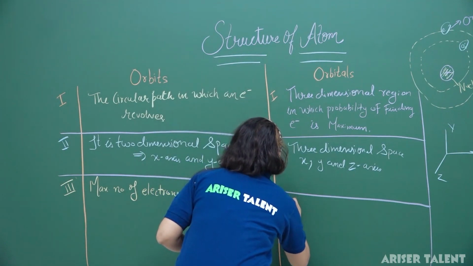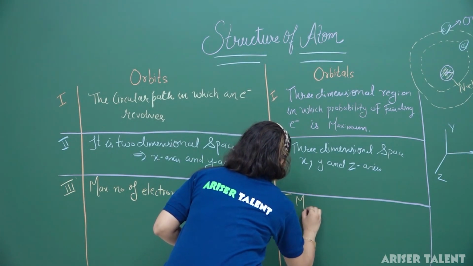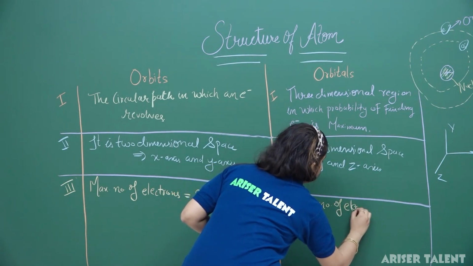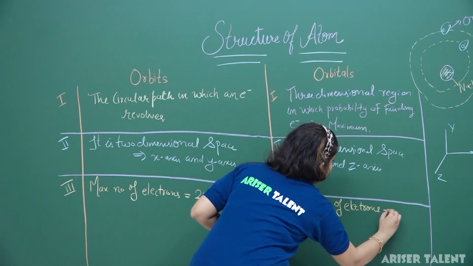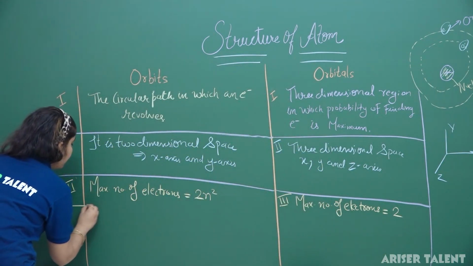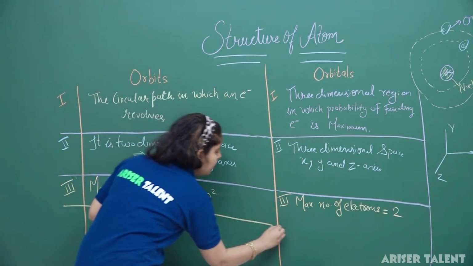So here the third point is that the maximum number of electrons is equal to 2. This is the third point of differentiation between orbit and orbital.